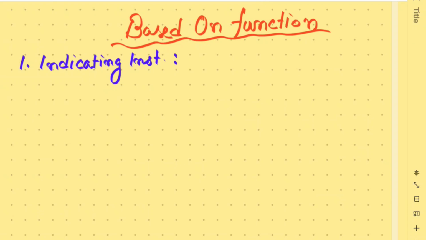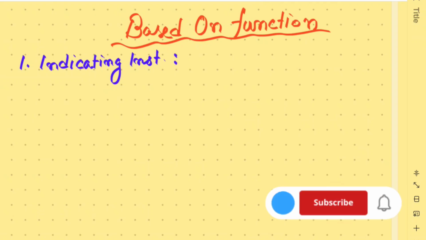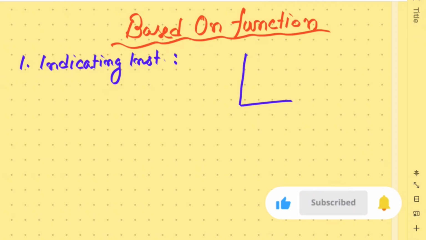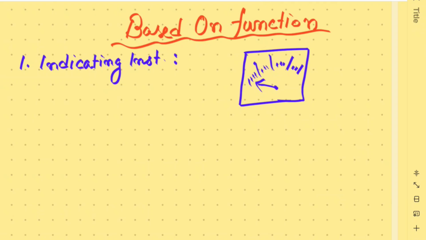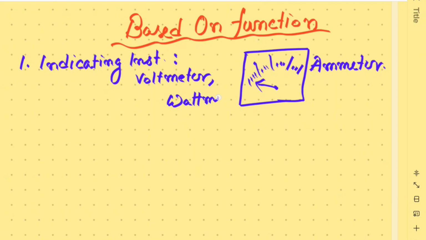Like in our lab, we have ammeter and voltmeter, and another one is multimeter. The ammeter and voltmeter are analog meters, so there is a pointer and some scale, and the pointer points to the instantaneous value. So these are voltmeter, ammeter, wattmeter. These are indicating instruments.